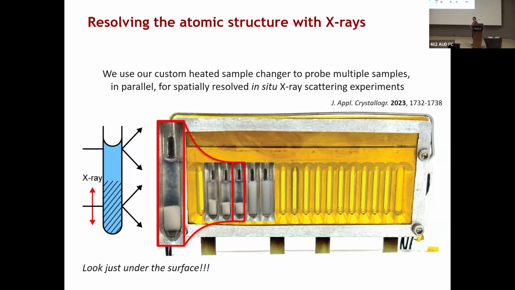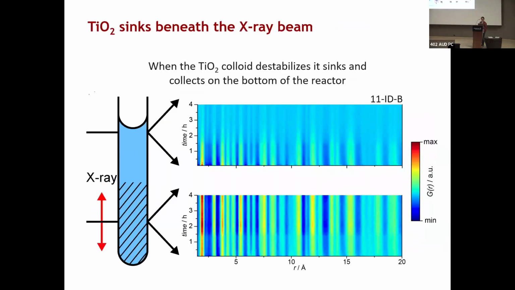And now that we're smarter, we can put our X-ray beam just underneath the surface to look at the nature of the species in solution. And so here we have our PDF data. These are stack plots of our PDFs at the bottom and at the top. And what we can see is the evidence of the cycles of stuff forming and then sinking out. So you can see the intensity changes.